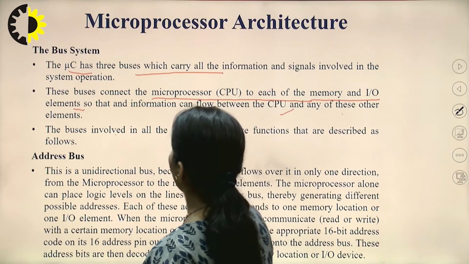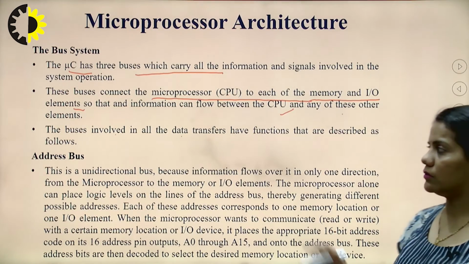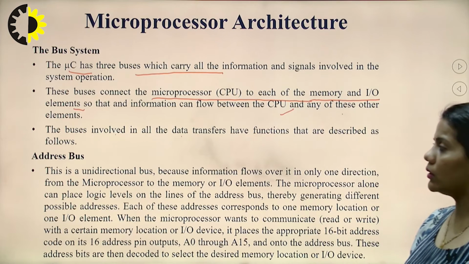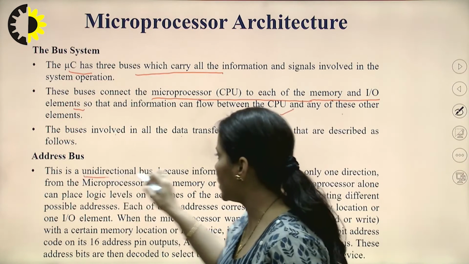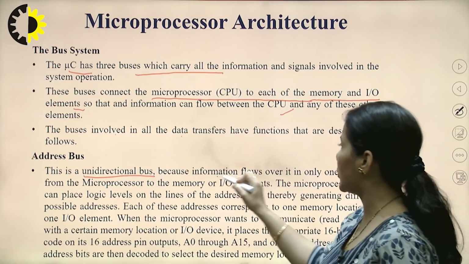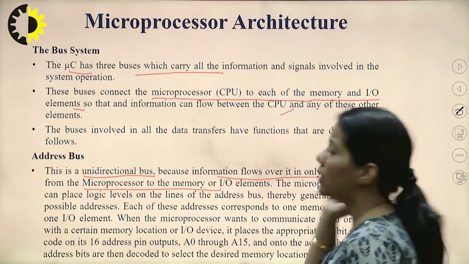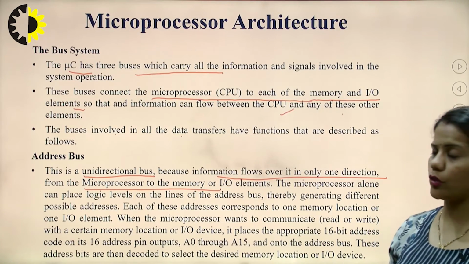The buses involved in all the data transfers have functions that are described below. Let's see what these buses are all about. About the address bus, this is a unidirectional bus and it contains information flowing in only one direction, from the microprocessor to the peripheral devices. Peripheral devices can be your memory or the input-output elements.